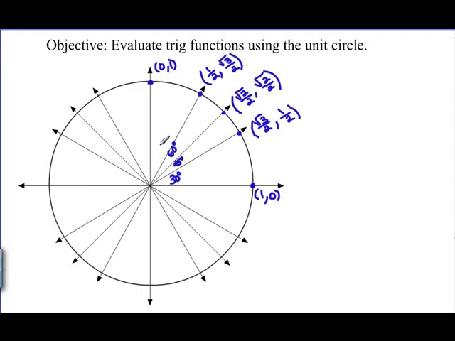Now, do you recall what these are in terms of radians? Yeah, 30 degrees is the same thing as pi over 6 radians. 45 degrees is pi over 4. 60 degrees is pi over 3. Well, what is this? I didn't really talk about this angle here. That's 90 degrees, right? And 90 degrees is the same thing as, in radians, pi over 2.